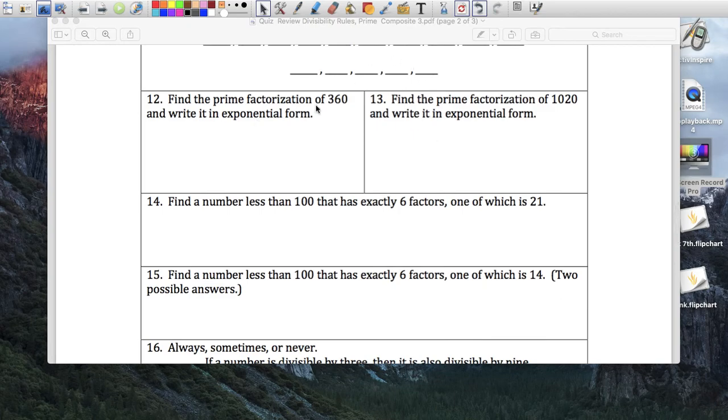Find the prime factorization of 360, so we're going to break it up. 360, I'll break it up into 36 and 10. 10, I'll break it up into 2 and 5. Circle, circle, because they're prime numbers. I can't break them anymore.